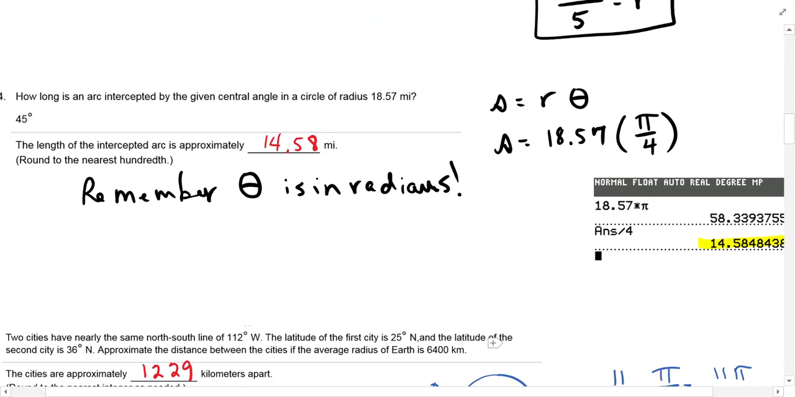For number 4, how long is an arc intercepted by the given central angle in a circle of radius 18.57 miles? And you have 45 degrees. So you're given the angle as a degree, so we have to turn it into radians, and that's pi over 4, and then 18.57 is your radius. Multiply those together and use your pi key. So 18.57 times pi, and then divide by 4, and you do get 14 point, and it says round to hundredths, so 14.58 would be our answer.